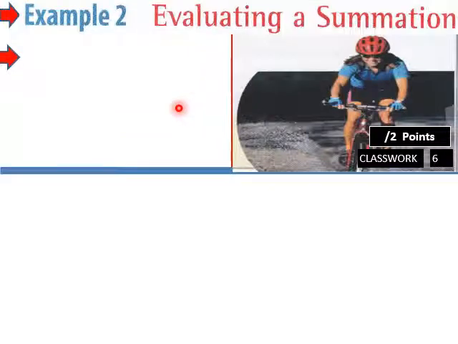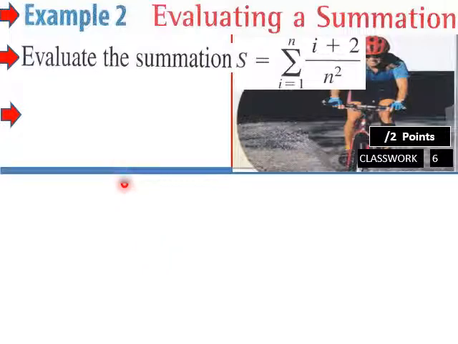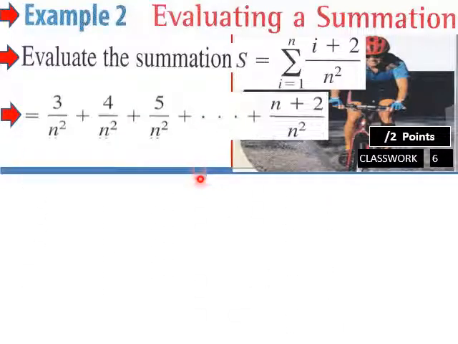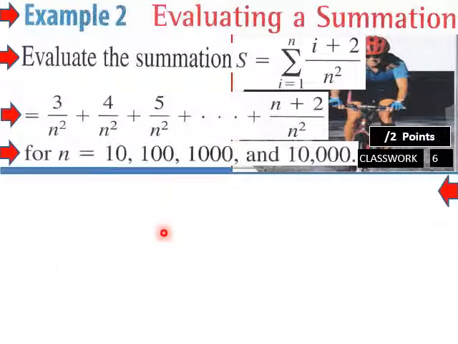Evaluate in summation, example 2. Evaluate the summation S equals the sum, upper limit n, i equals 1, of (i plus 2) over n squared. So to do this one, this would be the basic idea here, 3, 4, 5 all over n squared till you get to n plus 2 over n squared, for n equals 10, 100, 1,000, and 10,000. So we have 3 different situations here. Begin by applying summation formulas and properties to simplify S.